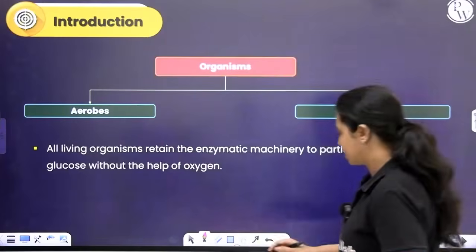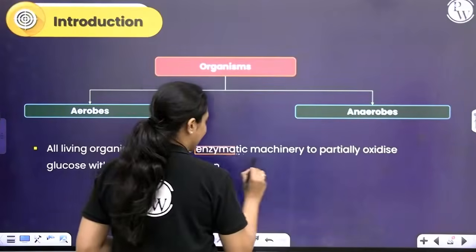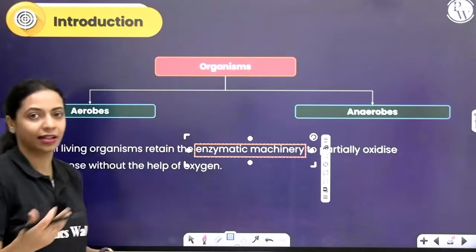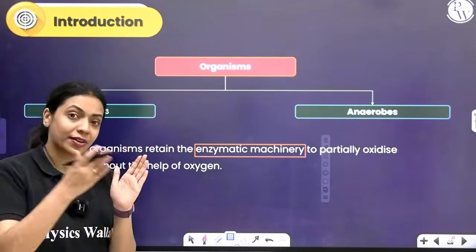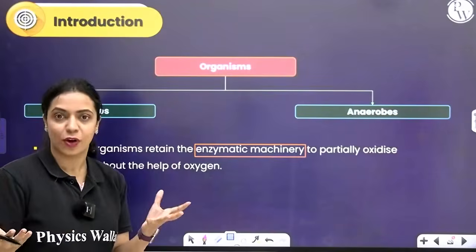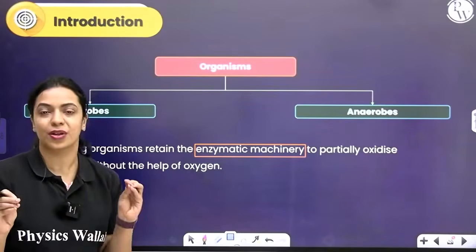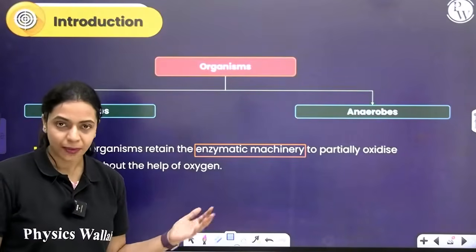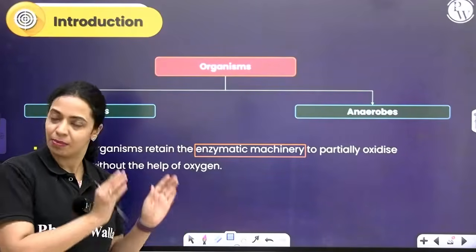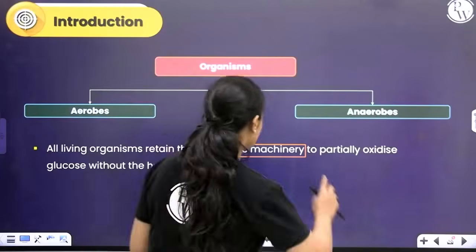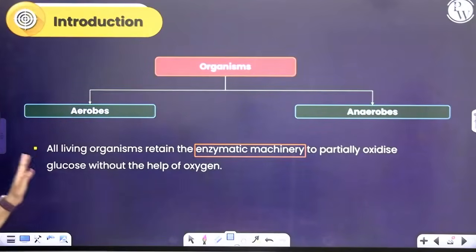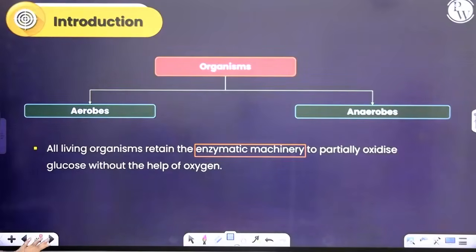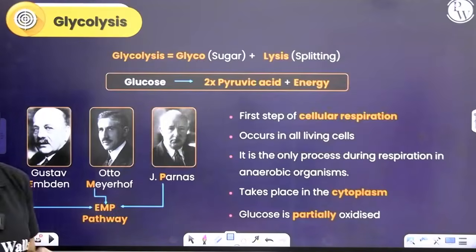All living organisms retain the enzymatic machinery. You know how every reaction that takes place in our cells is catalyzed by enzymes. For that partial oxidation without the presence of oxygen, whatever enzymes are required, that is present in all of our cells. So when organisms are anaerobic, they can produce ATP by that one process. Okay, so to partially oxidize glucose without the help of oxygen. And that process is what we call glycolysis.